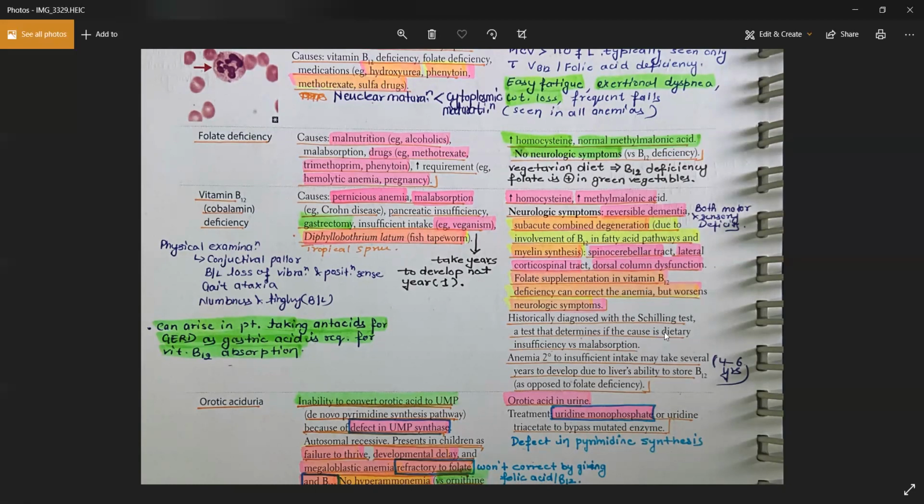Okay, the Schilling test is a primitive test that was used for vitamin B12, but it is not used very much nowadays. And if you have anemia because of insufficient intake or because of malabsorption, then it would take at least 4 to 6 years to develop the vitamin B12 deficiency. Okay, so any doubt on it?